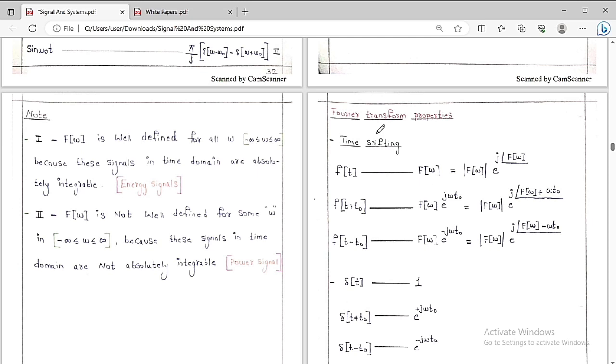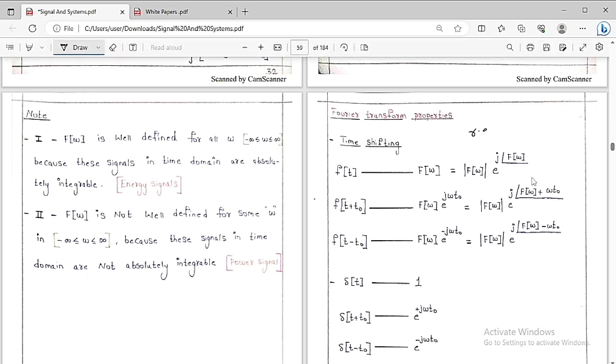So f of omega is a complex number, so I can write it with a magnitude as well as a phase angle. I can write it like this: mod of f of omega into e to the power of j of the phase angle of f of omega. Or simply, you can also write it as mod of f of omega, phase angle of f of omega. See what I told you: you can write either r into e to the power of j theta, or you can also write r angle theta.